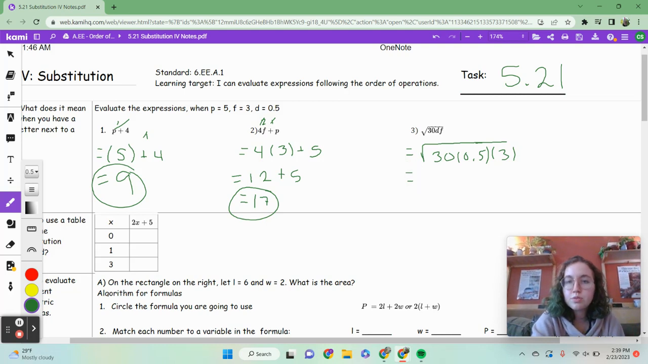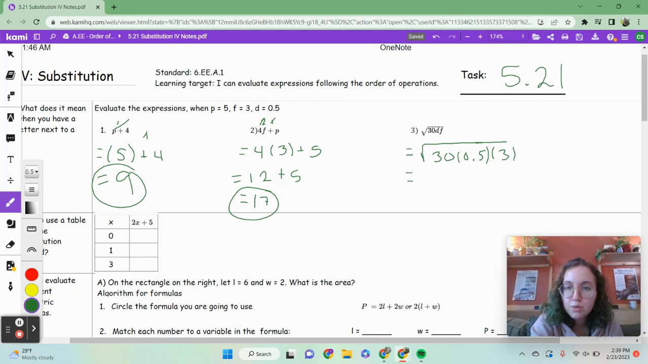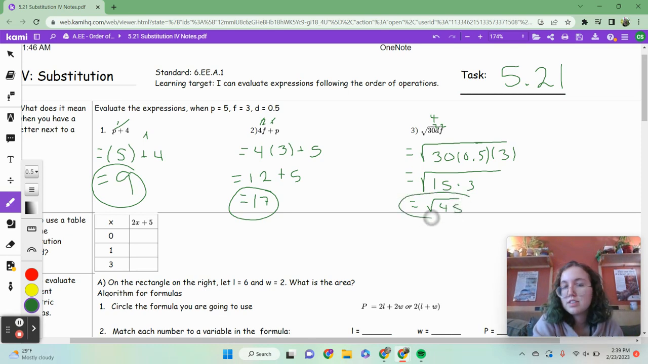Then, remember, this is grouping. So all of the square root is a level 4. And then inside, we have a level 2 and a level 2 because that's all multiplication. So we have the square root of 30 times 0.5. That gives us 15. That's our first level 2. And then we have that times 3. That gives us square root of 45. And that's exact. That's as specific as we need to be right now.